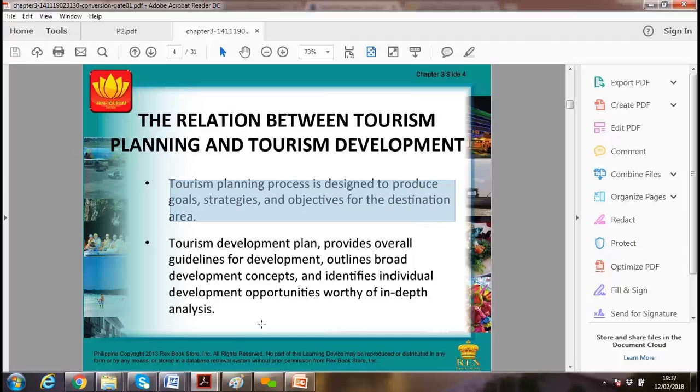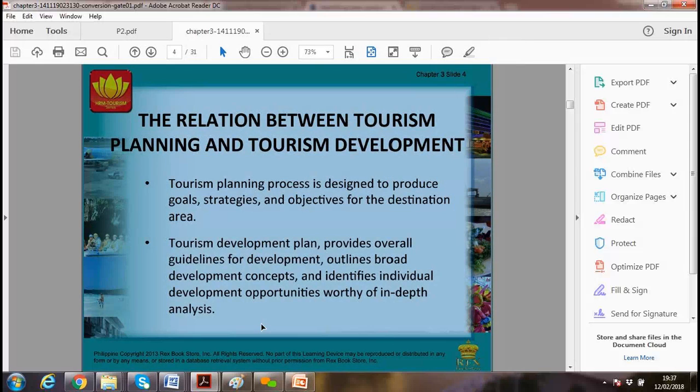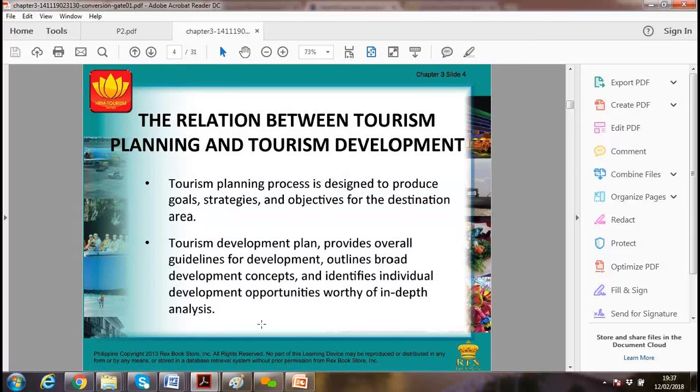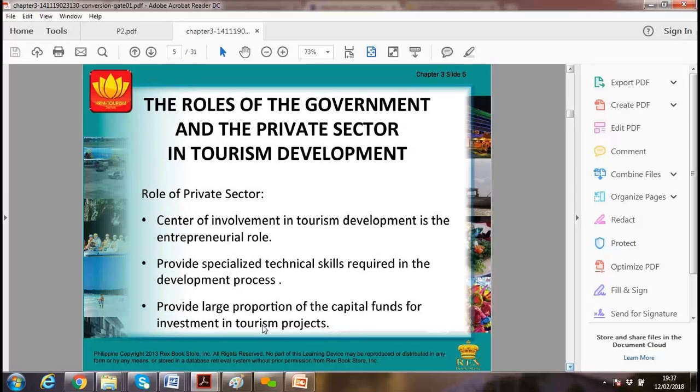So we need to be planned as well. A tourism development plan provides the overall guidance for the development, and outlines the broad development concept, and identifies the individual development opportunities as well, which will go through the role of the government and the private sector. The role of the private sector is a central involvement. The private sector is not playing like a labor. The government is a manifesto, not taking it as public ownership instead, but there is still a need for a public and private partnership.